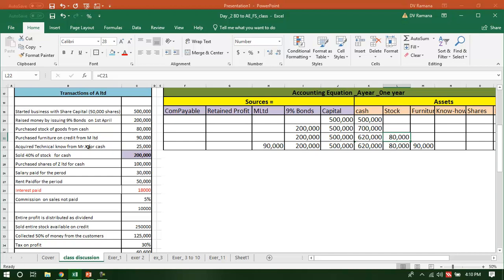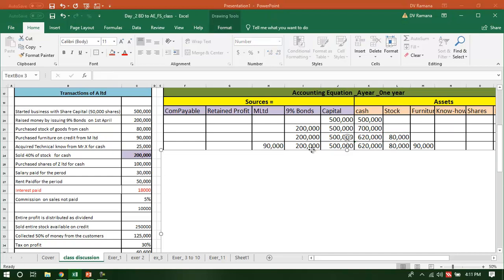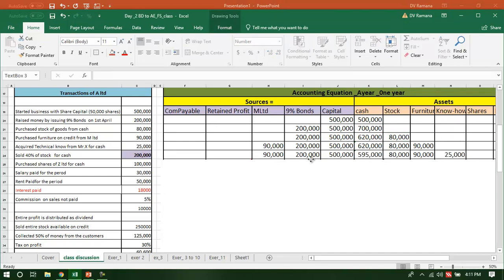Now they acquired technical know-how from Mr. X for cash 25,000. So another asset gets into the accounting equation. Acquisition of the asset, in this case 25,000, results in the reduction of cash by 25,000. No change in the stock, no change in the furniture, and no change in the capital, bonds, and M Limited. So we are able to see that every transaction affects the accounting equation in such a way that after the transaction recording, S will be equal to A.